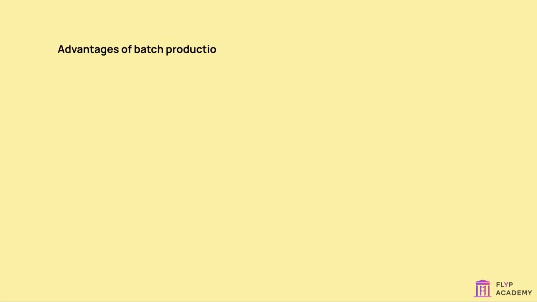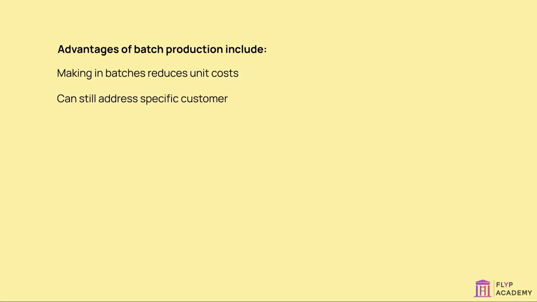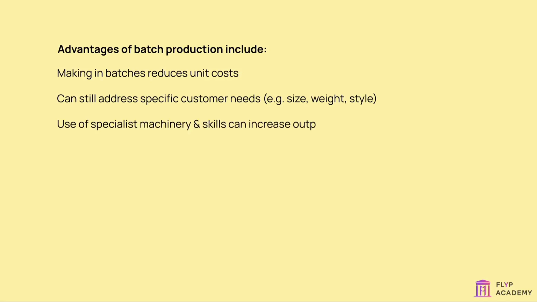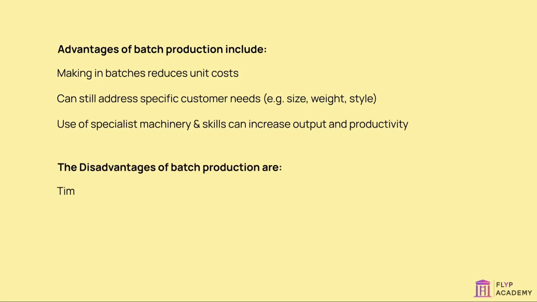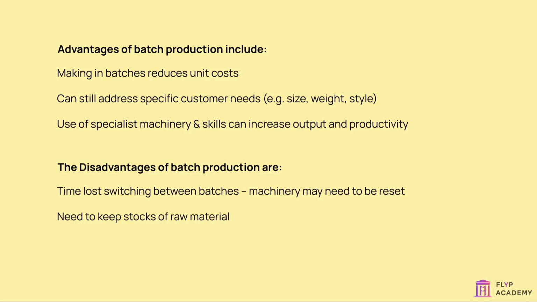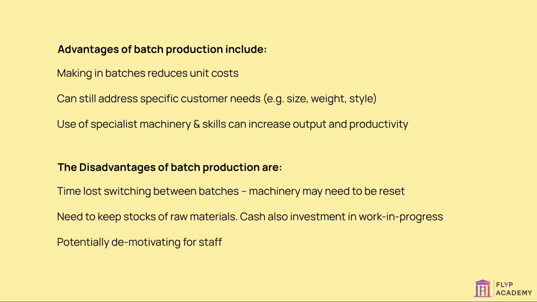Advantages of batch production include: making in batches reduces unit costs; it can still address specific customer needs, for example size, weight, style; and use of specialist machinery and skills can increase output and productivity. The disadvantages of batch production are time lost switching between batches, machinery may need to be reset, the need to keep stocks of raw materials, cash investment in work in progress, and it is potentially demotivating for staff.